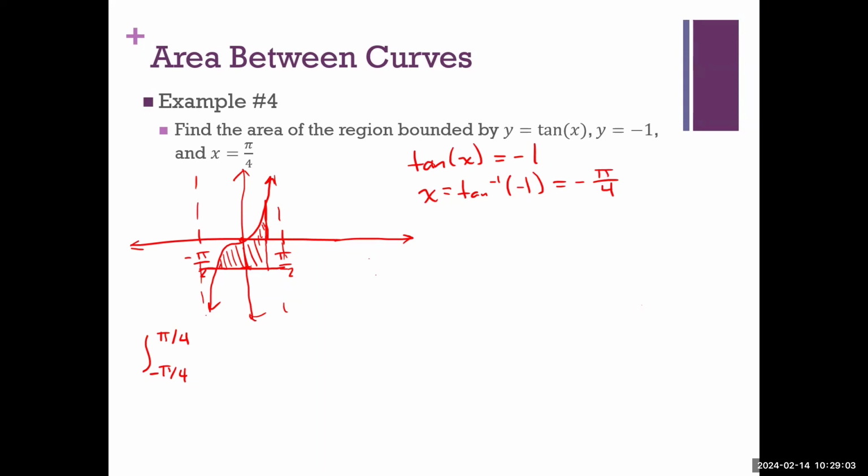Yeah, it's basically, we know what the right end of the area is because that's given to us with x equals pi over 4. We didn't know yet what the left-hand side was. So now we've got the bounds of the interval: negative pi over 4 to pi over 4.